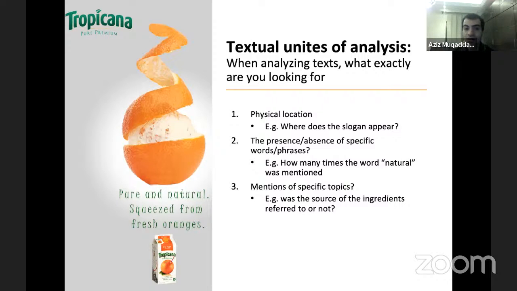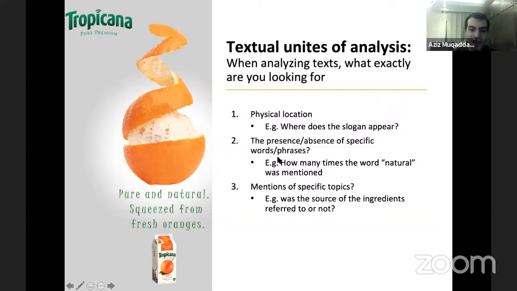You can also do analysis by looking into the presence or absence of specific words or phrases. Let's say I'm analyzing ad posters from all the major orange juice brands, and I want to see which one of them invokes the word natural the most. So how many times was the word natural mentioned? You can apply that to posters, to articles, to Twitter posts, Facebook posts, Instagram images, etc. Does that word appear or not?